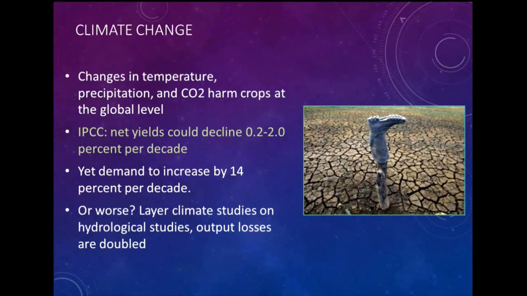And it could be worse than these figures indicate. There's one study that layered hydrological studies on top of climate studies and said that some of these losses could in fact double over the decades ahead.